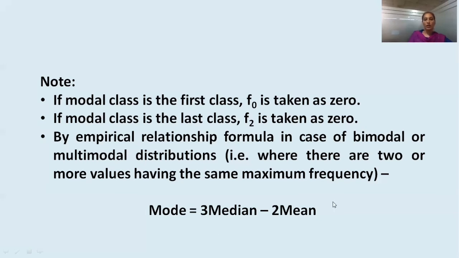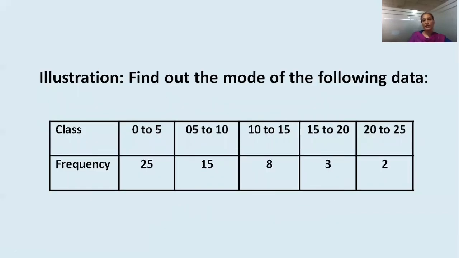So now let's take one illustration to understand how we can find the mode. Here I'm talking about the continuous series. Firstly, we are given the classes and the frequencies, and we need to find the mode for this given distribution.